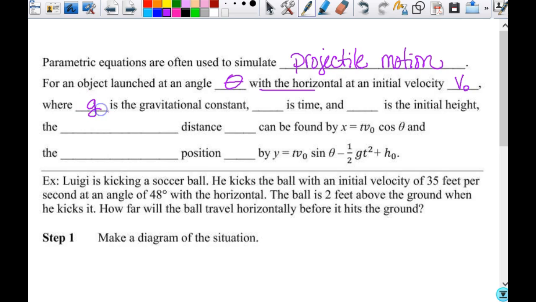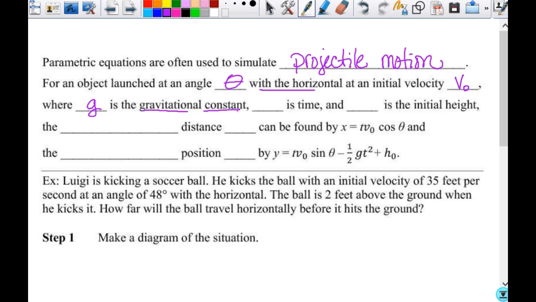where g is the gravitational constant, and it's a constant, so should you know what it is? What do you use for your gravitational constant in physics? Okay, 9.8 meters per second squared. Okay, now, unless it tells you what?